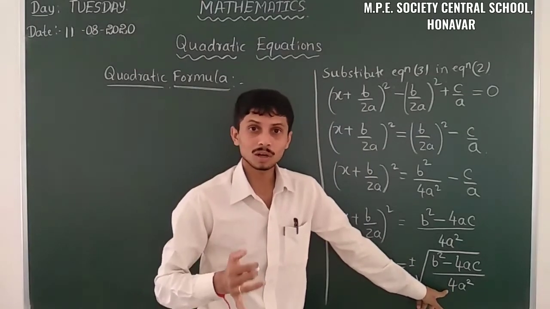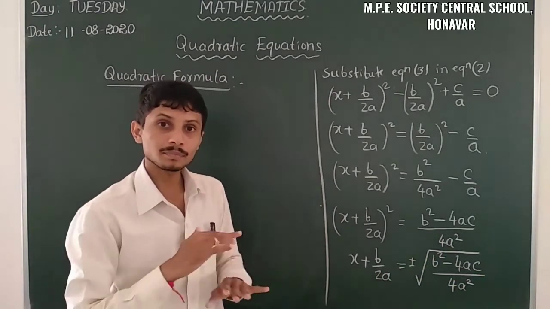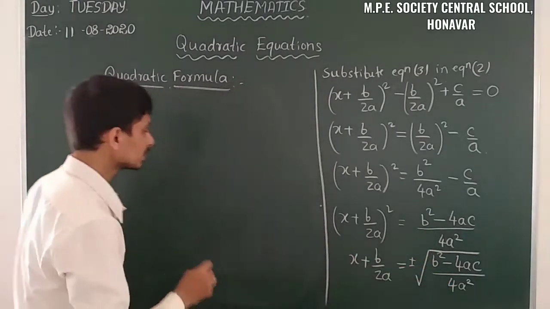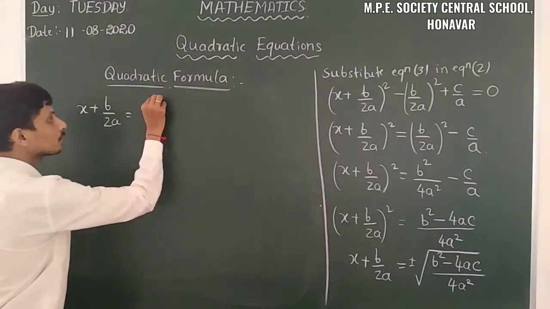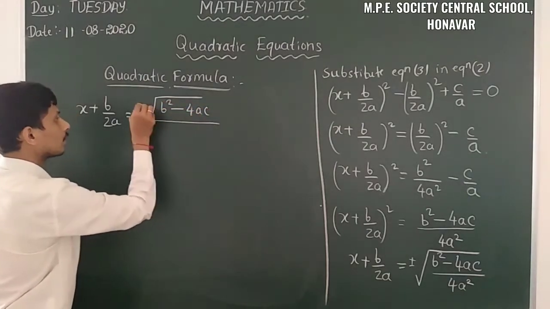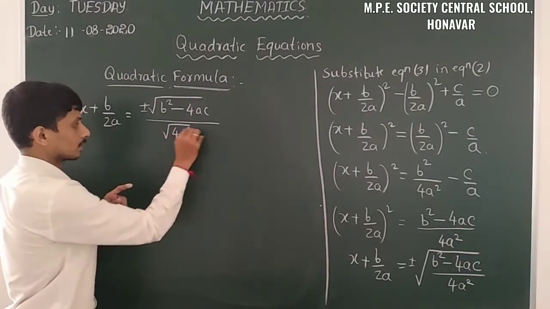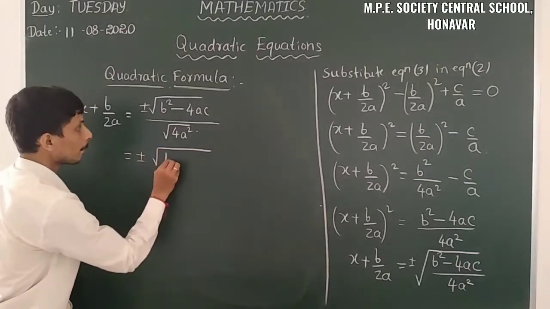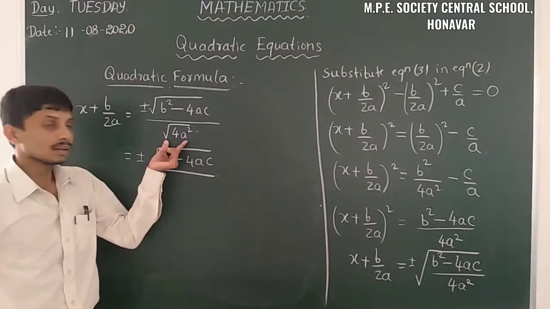The square root of 4 is equal to 2 and the square root of a square is equal to a. So that's why I am splitting that square root into the numerator and the denominator. That is, x plus b by 2a is equal to plus or minus square root of b square minus 4ac divided by the square root of 4a square. Here, what is the square root of 4a square?